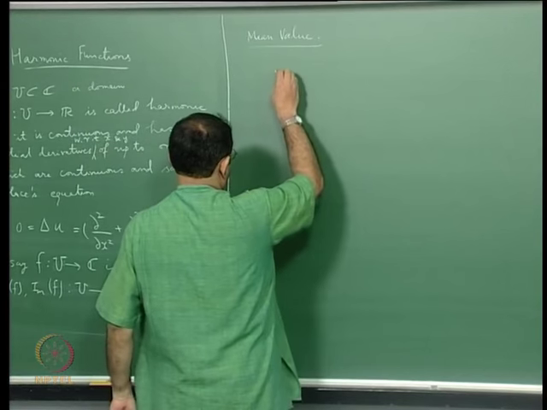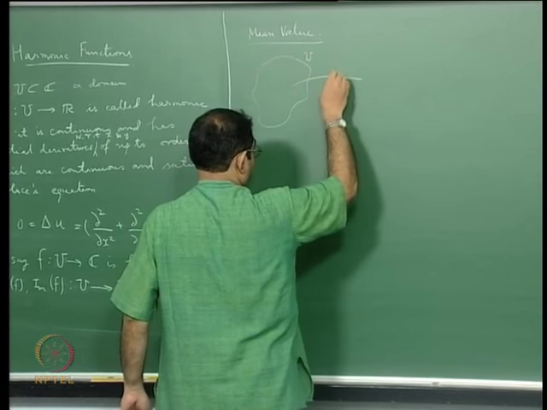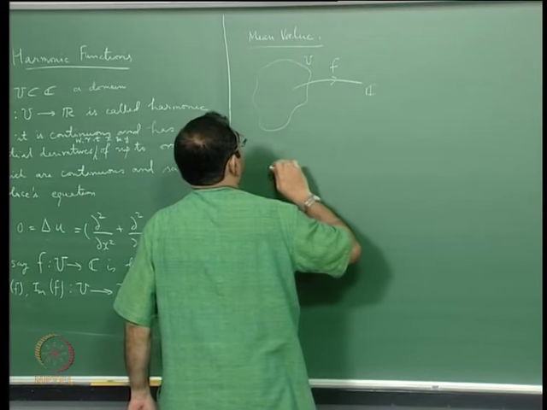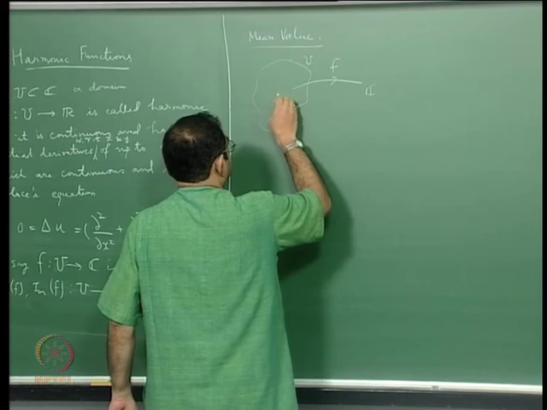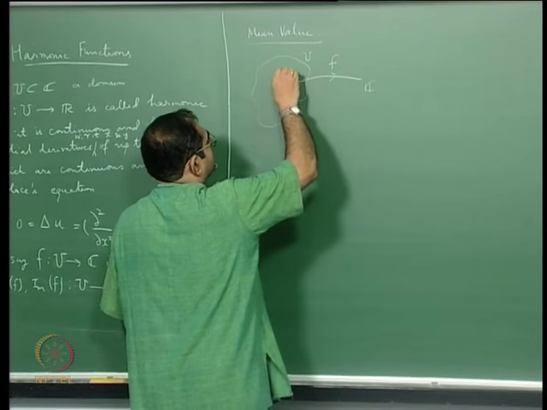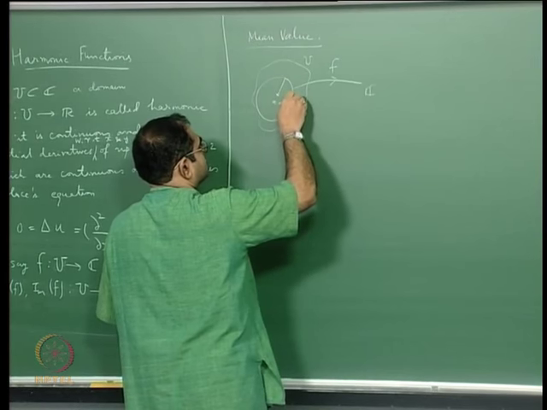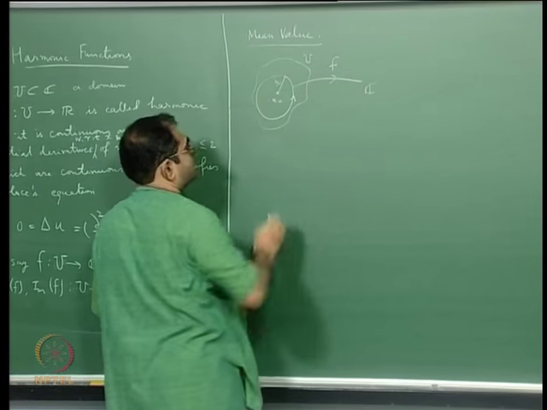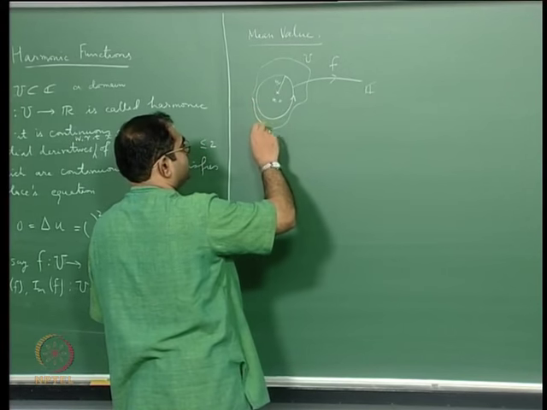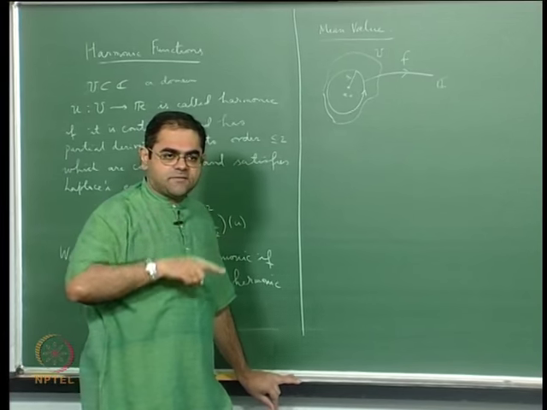Okay, see, suppose you have some domain u and you have a function f defined on u taking values in the complex plane, and you take a point z0 inside u, right, then what you do is you take a circle centered at z0 of radius r. Of course I am taking the circle inside u, so that at every point on the circle f is defined.